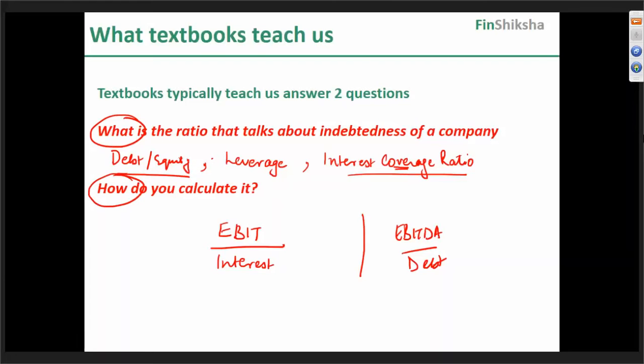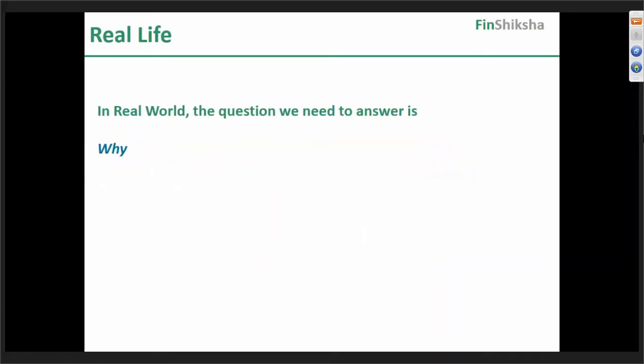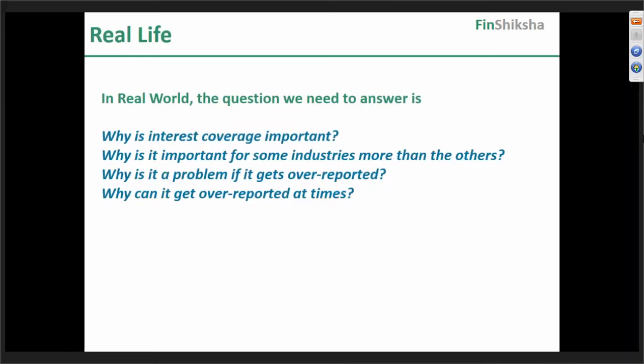Real life, however, starts beyond this. Most of our textbooks teach this to us, but real life basically starts throwing challenges that come beyond it. And in real life, the question that we need to answer is not how or what, but why. Right? So why is this important? Why is this number different for different sectors? There are lots of why questions that come.